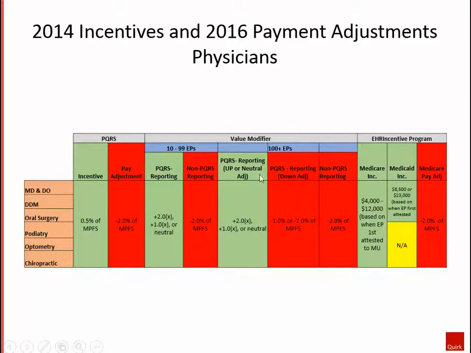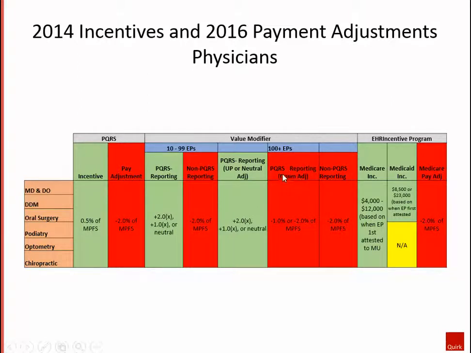So if their PQRS reporting and their value modifier cost reporting is successful, they can receive an upward adjustment of +2 or +1. Or they could simply be neutral. Neutral just means that they've done the value modifier and they reported it successfully, but they were at the average mean for the United States, and so they would not be above the average mean and would not receive an upward adjustment.